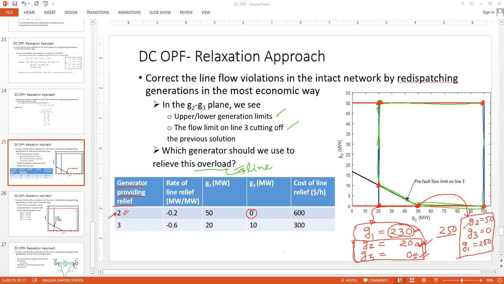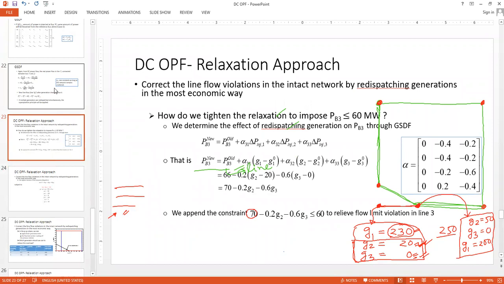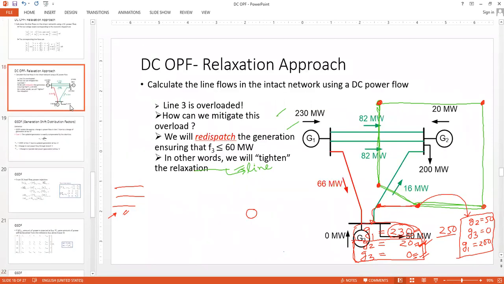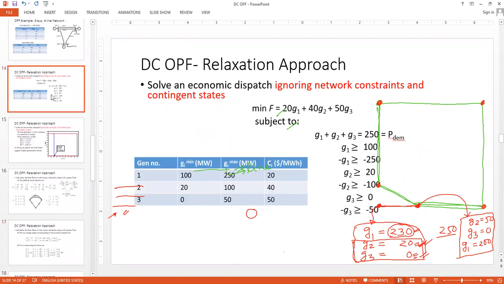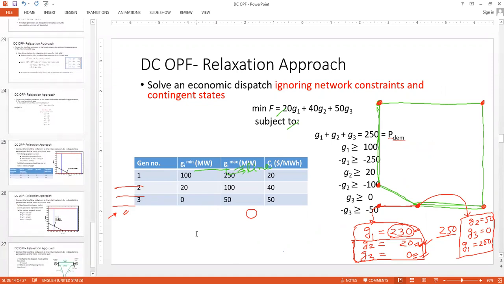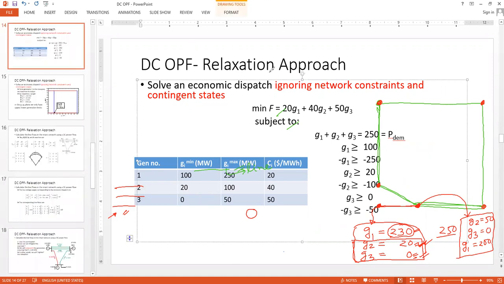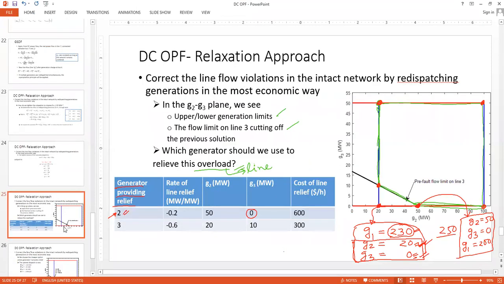What is the cost? What is the cost of G2? Let us go back to the cost values. Yeah, 20, 40, and 50. So what we are going to get, 20, 40, and 50, we were here.